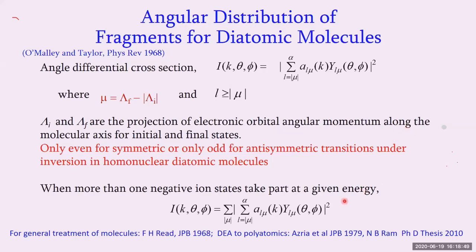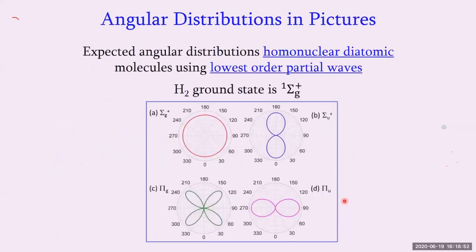So as shown here, let's look at the angular distribution for a homonuclear diatomic molecule, the simplest system, which is H2, which we'll be talking about more today. The neutral H2 ground state is a 1Σg+. So if you have a Σg+ negative ion being formed for H2 minus, then you have L equal to zero, S wave capture. So you get an isotropic angular distribution. The capture channel itself is isotropic, and since there is the axial recoil approximation while it is dissociating to give H minus, you get an isotropic distribution.